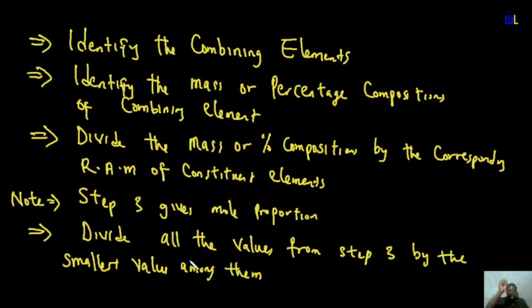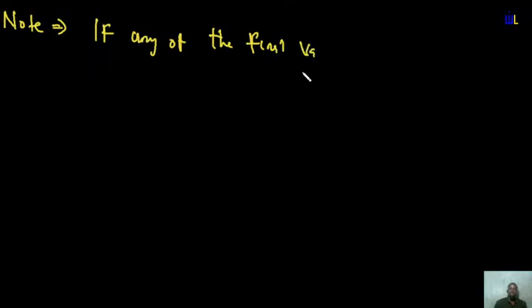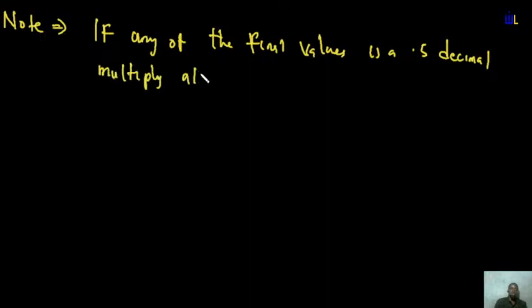Before we leave this, there are 2 things that must be noted after step 4. I'll just put that down. Now let me clear this and put that down. Now the things that you need to note after your final answer. Once you get your final answer, if any of the final values is a 0.5 decimal, multiply all the values by 2. What do I mean?